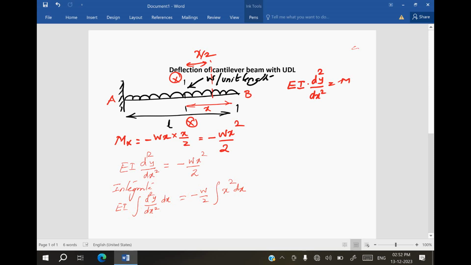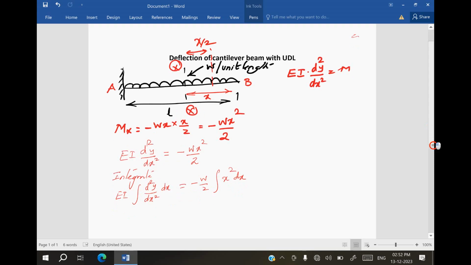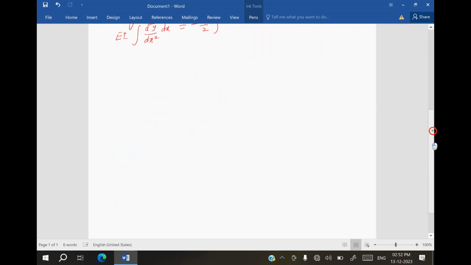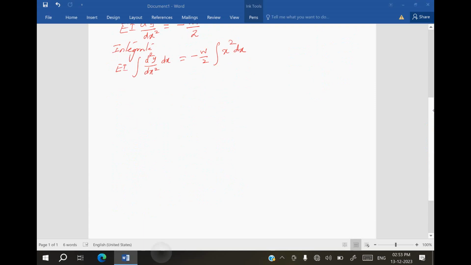Now let us write it over here. EI into dy by dx, there is a constant, I will take it onto the right side, minus w into x square, which integrates to x cube by 3. Three and two becomes six. So minus w x cube by 6 plus c1, I will call.